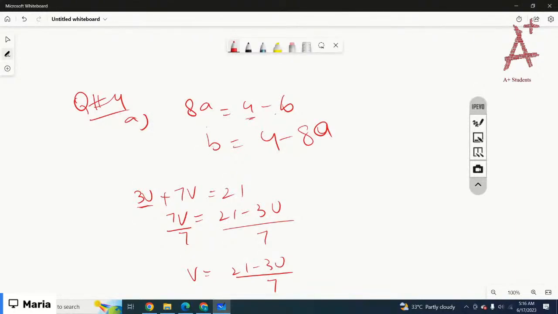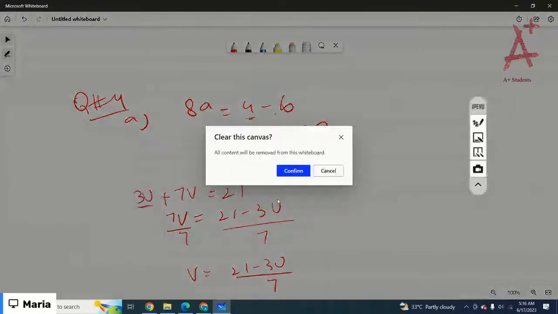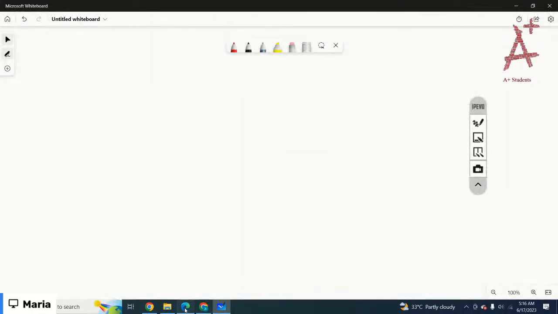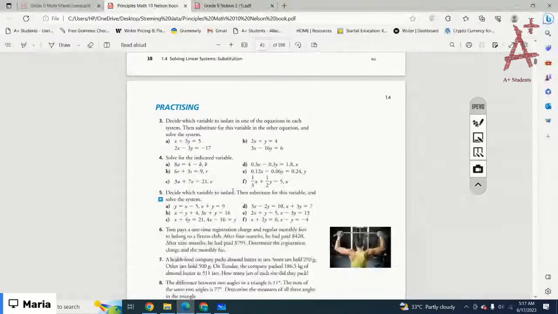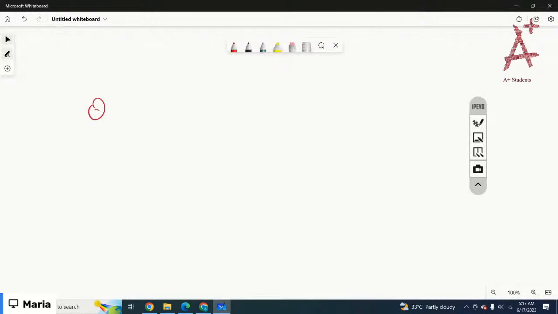Okay, let's look at the other question. Question number 5. Decide which variable to isolate, then substitute for this variable and solve the system of equations. You are given a system of equations you have to solve. Let's start with question 5a: y equals x minus 5.